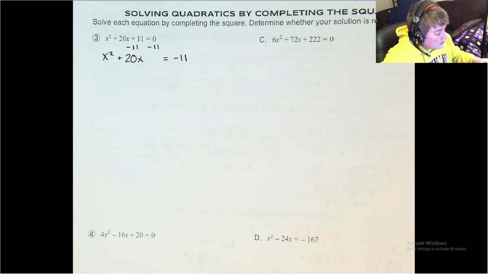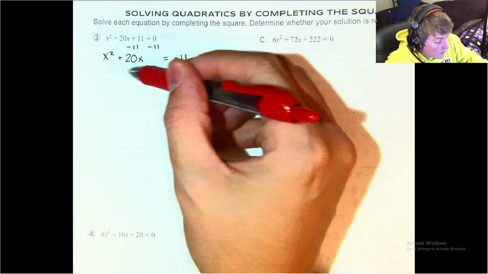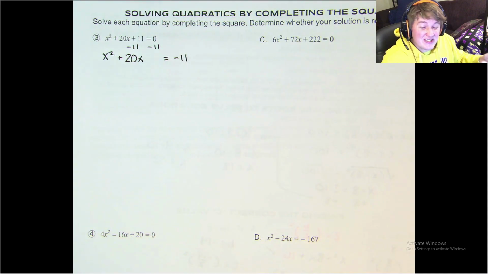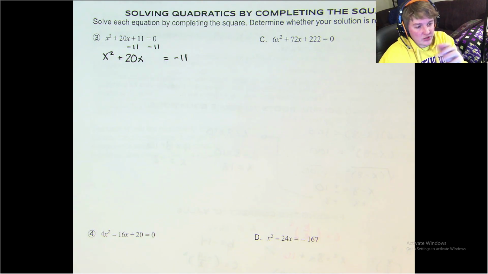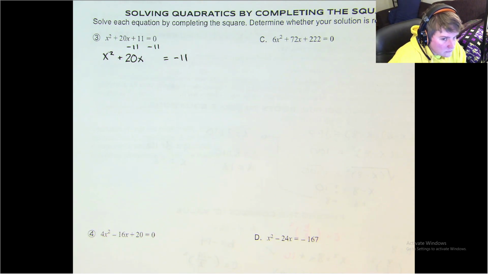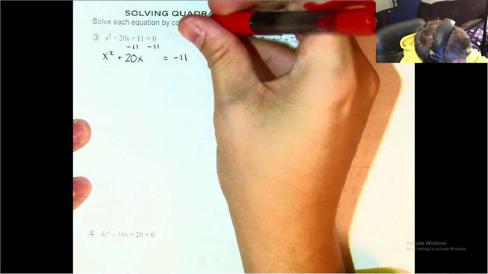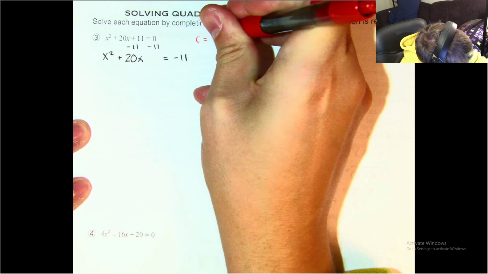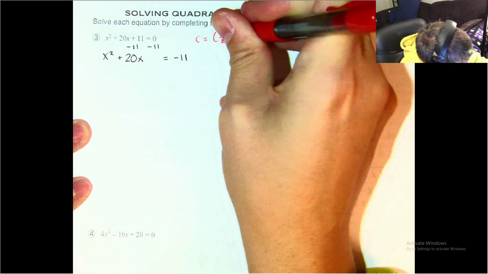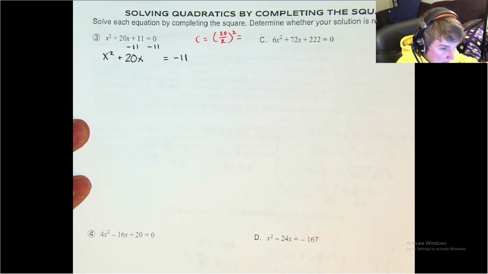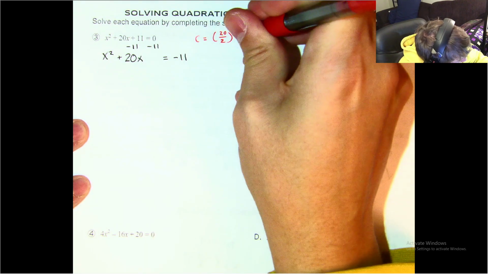Because now what I want to do is try to make this a perfect square trinomial, just like we did on the previous page. And then when I do that, it will factor into one nice term squared, and we can square root each side to solve. Okay, so what is that term? That term for us is going to be 20 divided by 2 squared. Okay, so 20 divided by 2 is 10. 10 squared is 100.